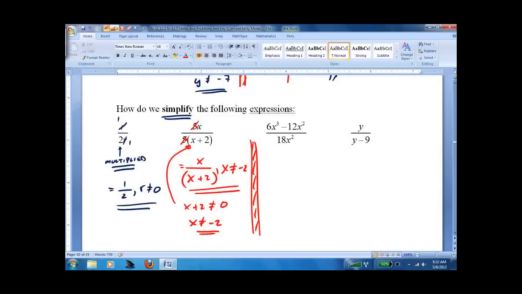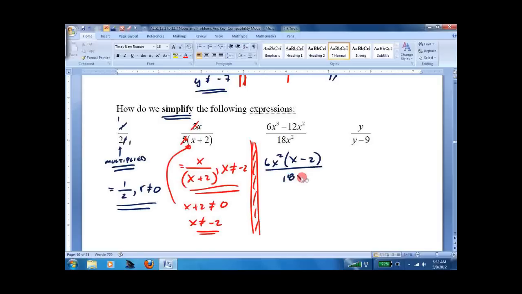Simplified, and the excluded value introduced. Trickier one. Doesn't look like anything will cancel. Let me factor the top and see what I can pull out. I can pull out a 6. I can pull out an x squared. I'll be left with an x minus 2. Let me check that out. 6x to the third minus 12x squared. Looks like I did it right.